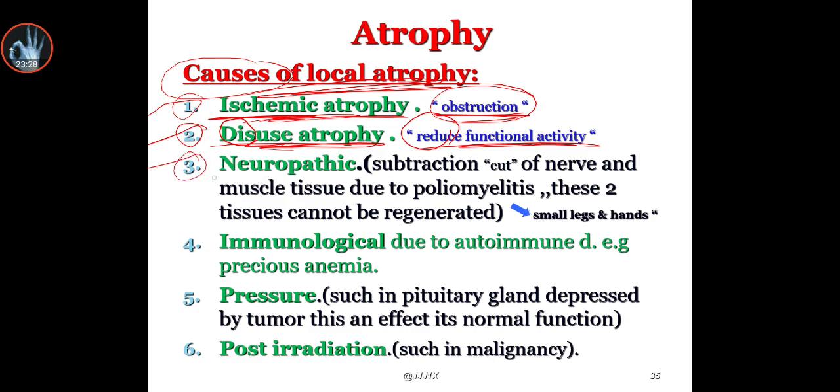We have the third type of atrophy. We have neuropathic atrophy, which means a pathological disease in the neural system, like for example in the nerves, which leads to neuropathic atrophy.